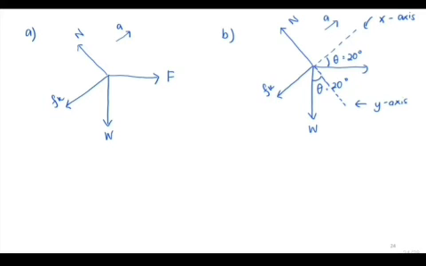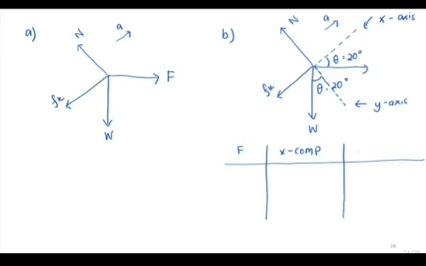So let's start with the table with 3 columns. First column is for forces. This is x component column, y component column, and here we have 4 forces, therefore we have 4 rows.